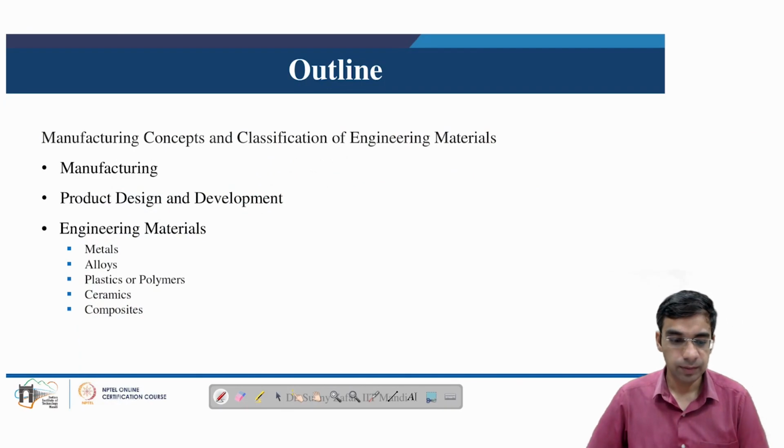The outline of the lesson will be as follows. We will start the lesson by developing concepts of manufacturing. Then we will look at concepts of product design and development. Subsequently, we will look at classification of engineering materials, where we will look in detail at metals, alloys, plastics, ceramics and composites.